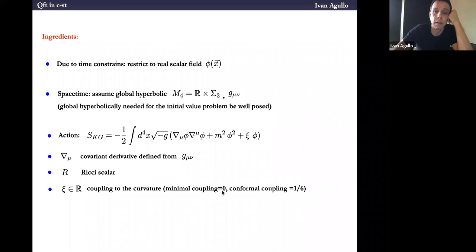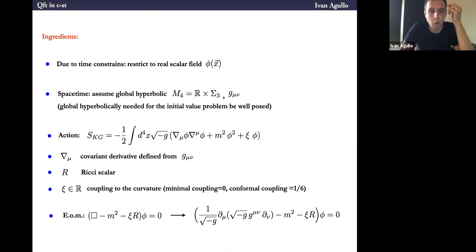If we put it zero, we call it minimal coupling. And if we put it 1/6, we call it conformal coupling, because in the massless limit, the theory becomes conformal invariant. We want to add this coupling to the curvature with R here, because this is the most general extension that recovers what we know in flat spacetime, right? In flat spacetime, Ricci is zero, and we will recover the Klein-Gordon action in flat spacetime. So we include this term for generality.